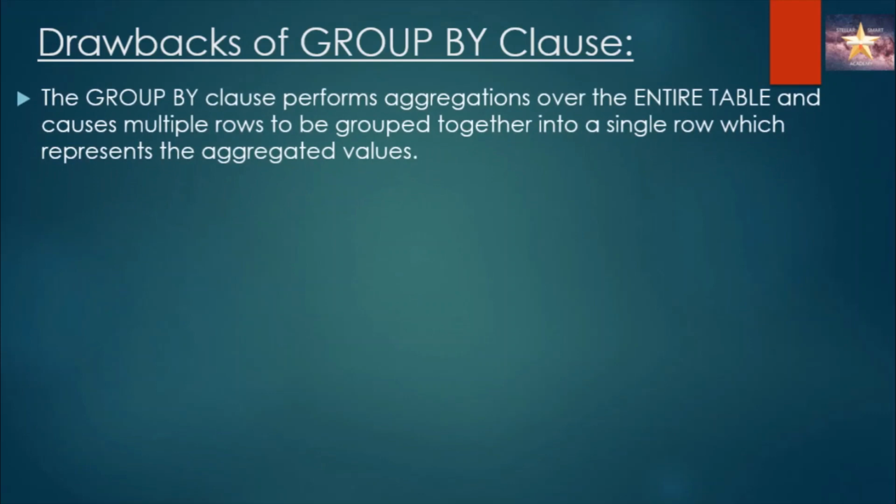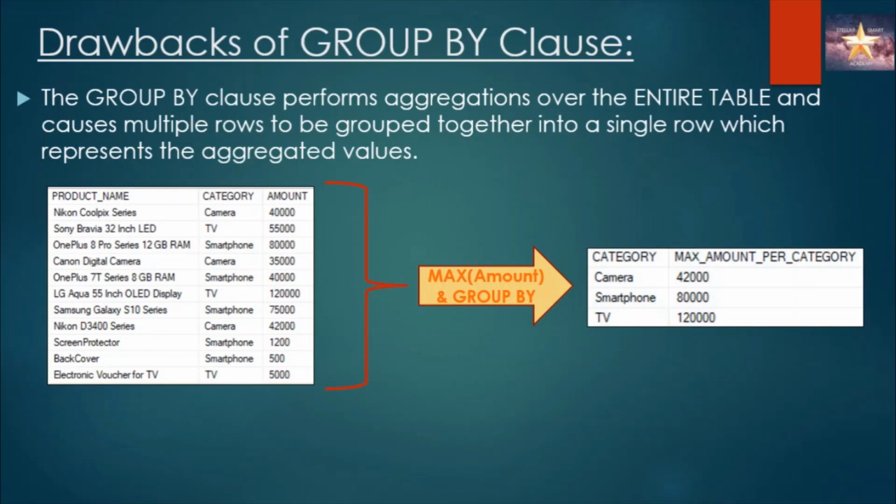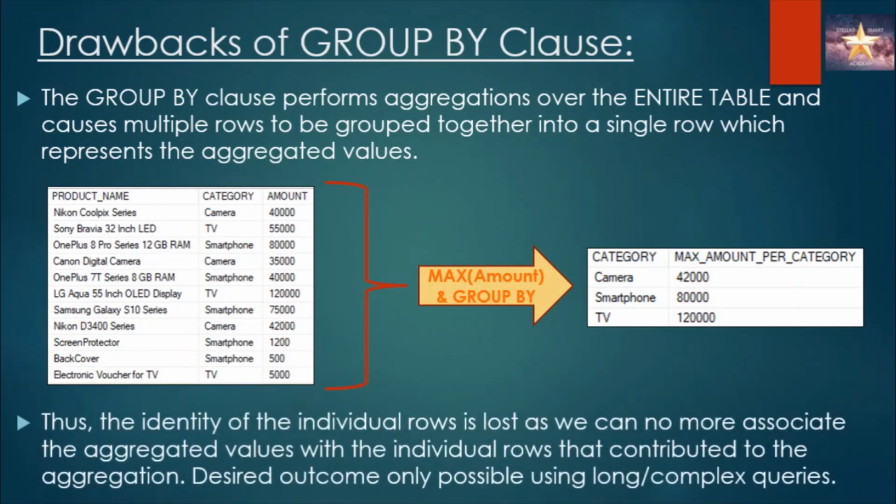When we perform the group by clause in order to perform aggregation such as sum, min, or max, what happens is multiple rows are grouped together into a single row, and this causes single individual rows with the aggregated values. The ultimate drawback of this approach is that we lose identity of the individual rows that contributed to these aggregations.